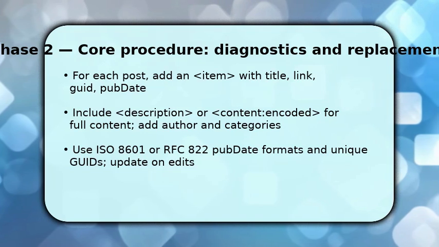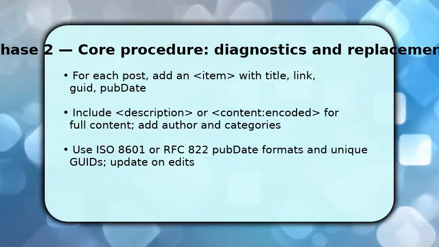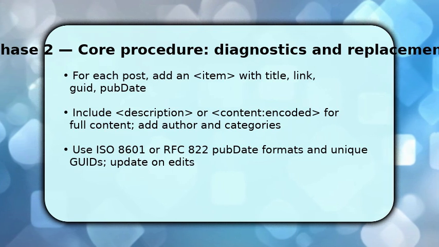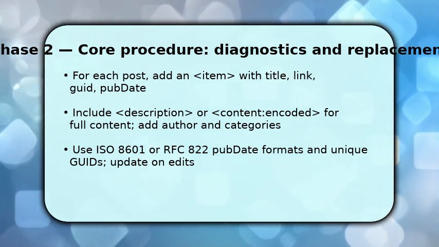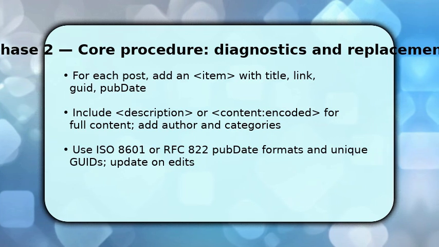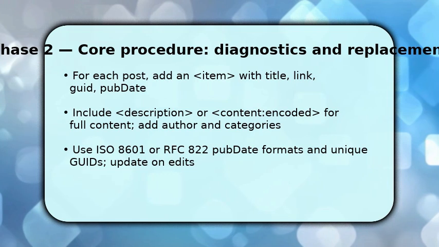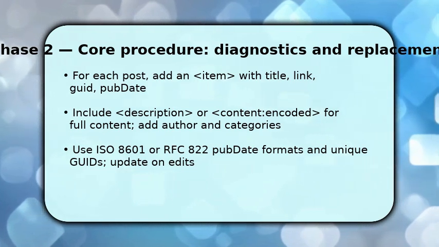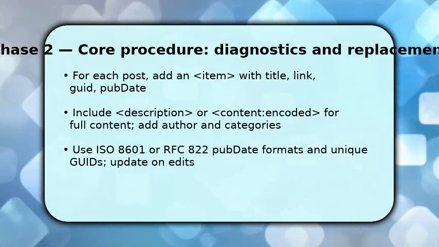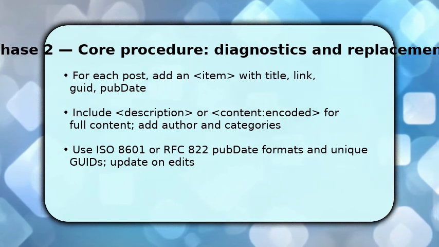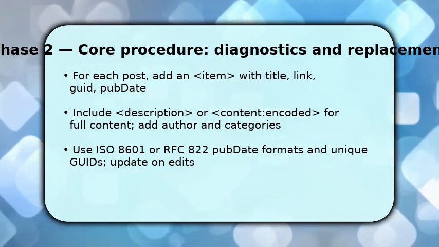Now you add content entries. For each post, create an item containing title, link, GUID, and pubDate. You should include either description for summaries or content:encoded for full HTML. Include author and category tags to improve discovery. Use RFC 822 or ISO 8601 date format so readers parse dates correctly.